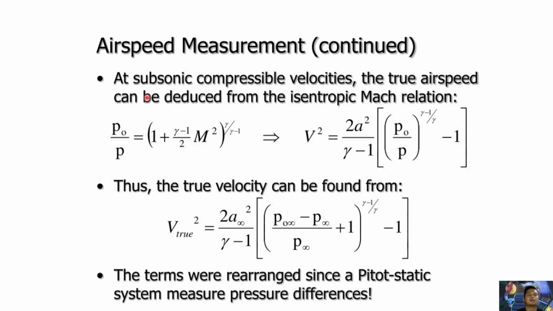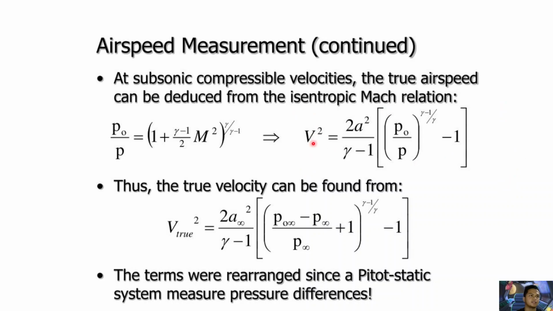Next, at subsonic compressible velocities. So, that was only the incompressible case. What about compressible? This is the longer formula, which is the compressible Bernoulli's equation or the energy equation. The true airspeed can be deduced from the isentropic Mach relation, if you can remember how we derived it. It comes from CpT plus V squared over 2 is equal to CpT sub O. Okay? So, with some rearrangement or manipulation of the formula, we can have this equation.